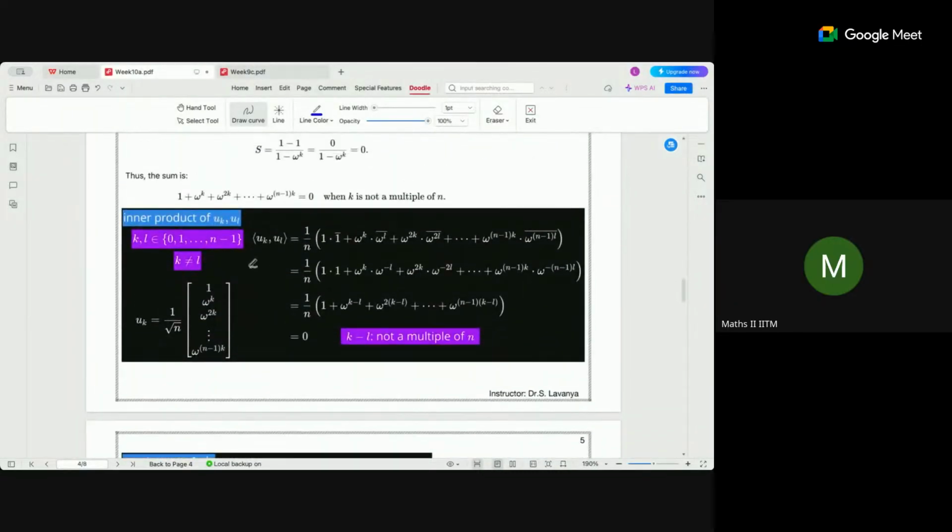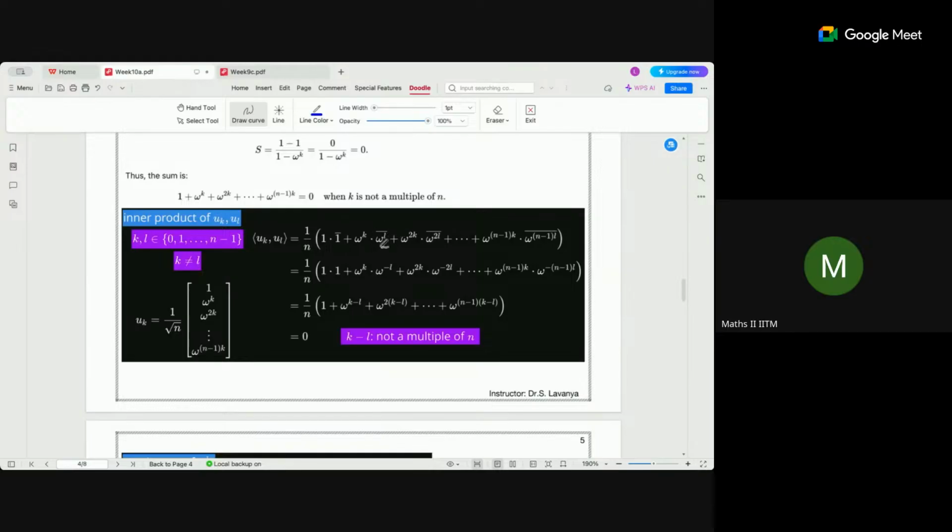Now we have to see that they are orthogonal. To see orthogonal, we need to check that their inner product is 0, right? So you take any two eigenvectors, and we check the inner product is 0. What is the inner product of any two vectors? We are in complex space, so you have the inner product defined in this way: 1 dot 1 bar plus omega power k dot omega power l bar, and so on. So you have uk comma ul, and the inner product is like this.